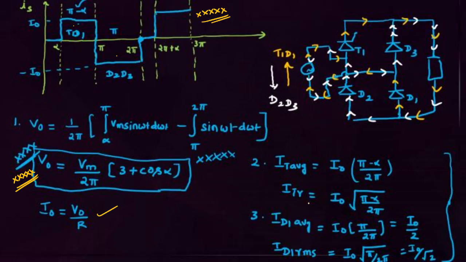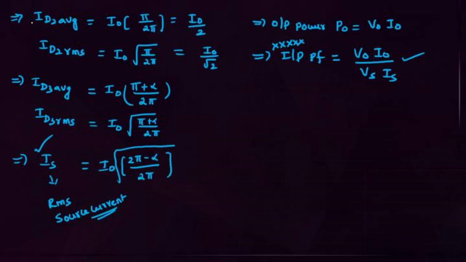What is I0? I0 equals V0 by R. This is the average thyristor current. This is the RMS thyristor current. Average D1 diode current: because the D1 diode is conducting for pi angle, it is I0 by 2. RMS D1 diode current is I0 by root 2. D2 diode current, students: D2 is also conducting for pi angle, so average is I0 by 2. RMS value of D2 diode current is I0 by root 2. D3 diode is conducting for pi plus alpha. Then this is the D3 diode RMS current.